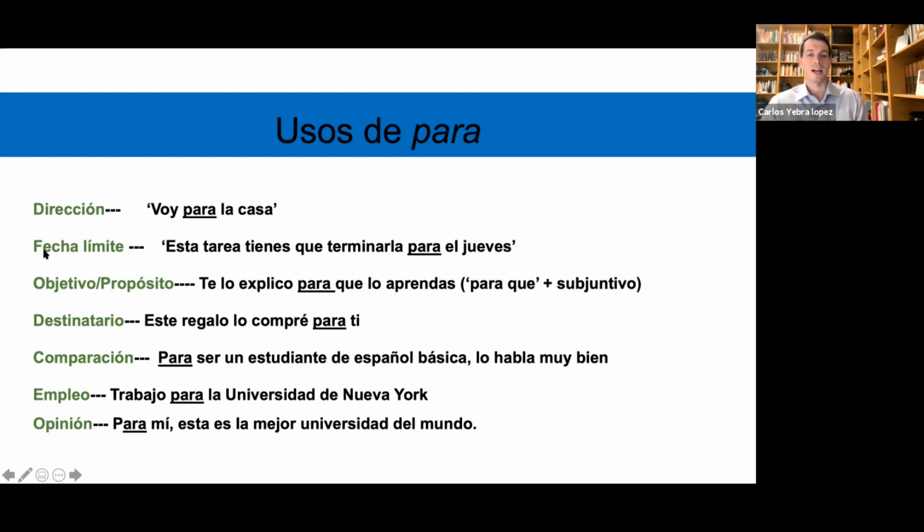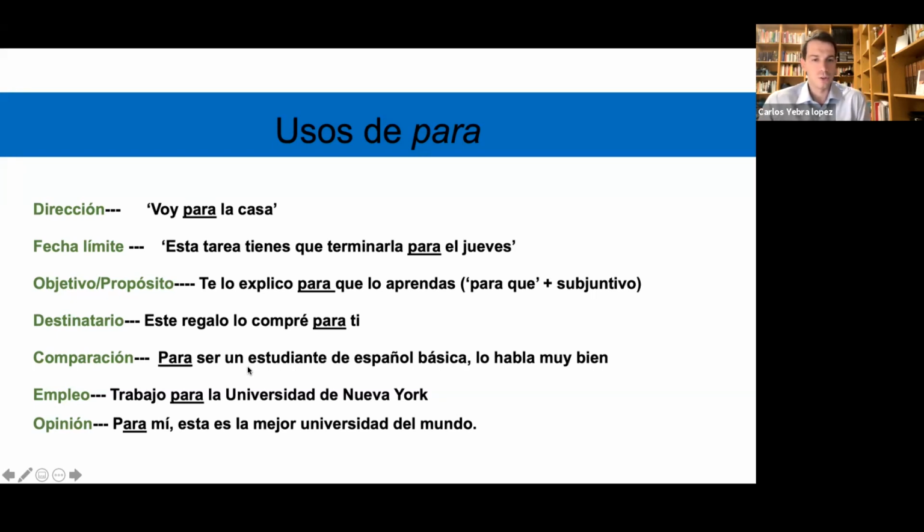We can also use it as a fecha límite, so to speak about deadlines. Esta tarea tienes que terminarla para el jueves, meaning you need to finish this task by Thursday. By Thursday. We also use para for objetivo and propósito, meaning goals and purposes. So, for instance, te lo explico para que lo aprendas. I explain it to you so that you learn it. ¿Para qué? So that. Para que lo aprendas.